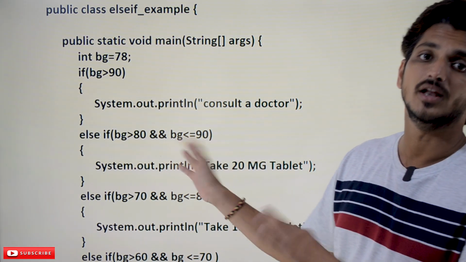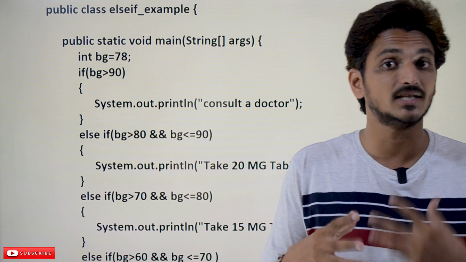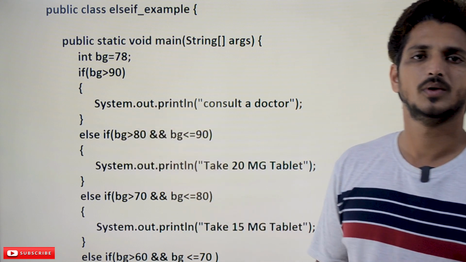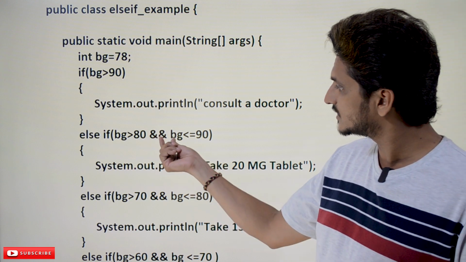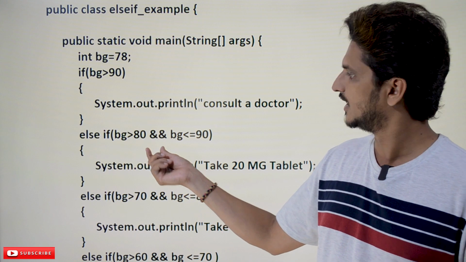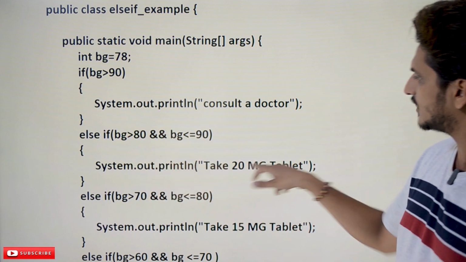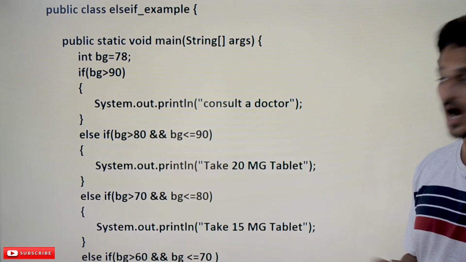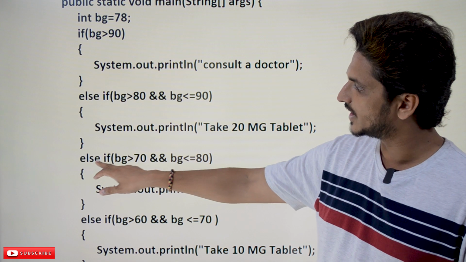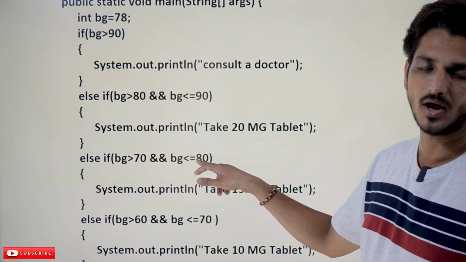If it is between these, both conditions have to be satisfied, then only the entire condition is true. These discussions were made when we discussed logical operators in our previous classes. If this condition is true, then System.out.println take 20 mg tablet. Otherwise, if this condition is false, check the next condition, else if bg greater than 70 and bg less than or equal to 80.